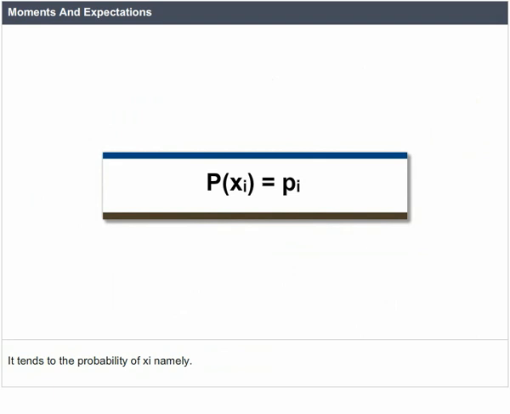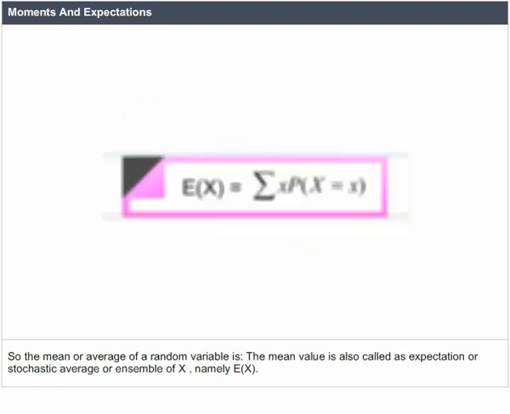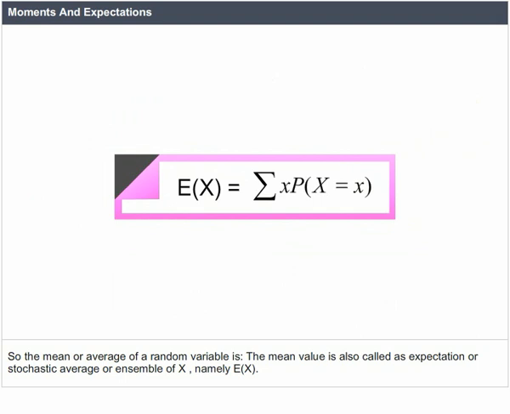So, the mean or average of a random variable, the mean value, is also called the expectation, stochastic average or ensemble of x, namely E of x. Expectation of x equal to summation x into p of x. Definition of E of x.